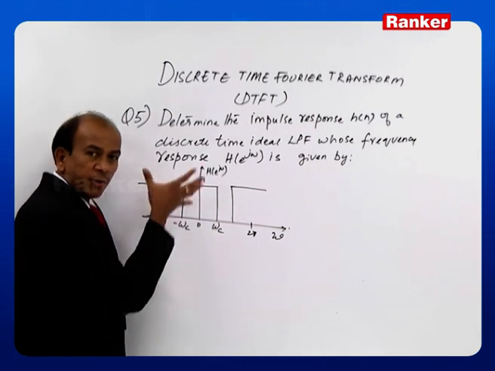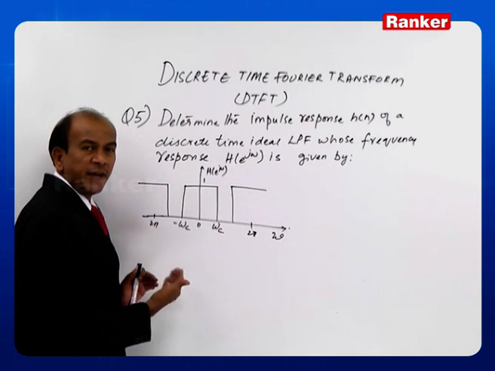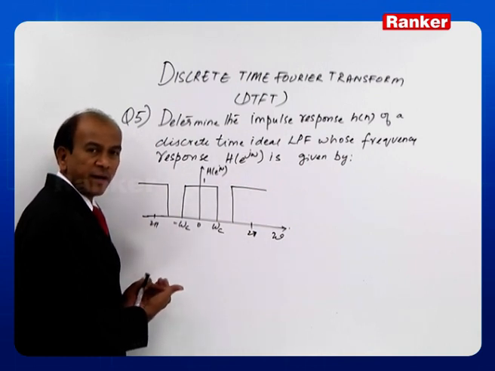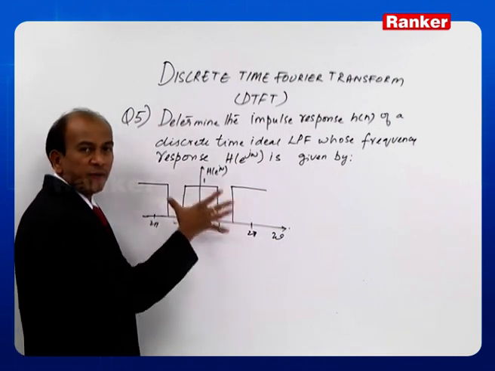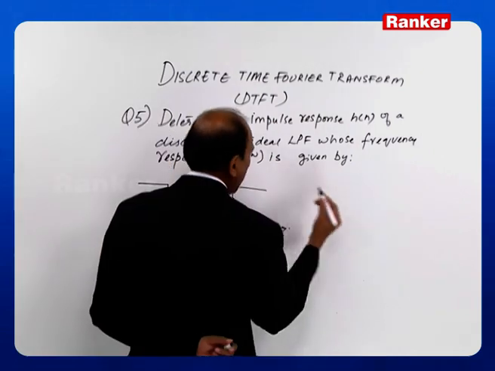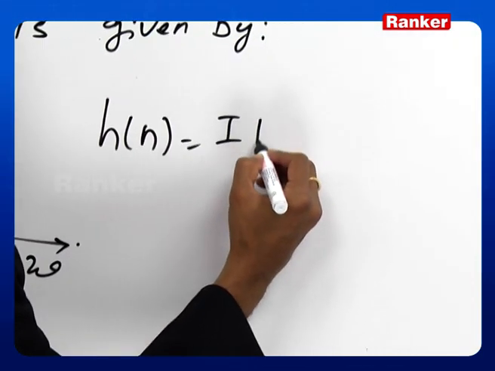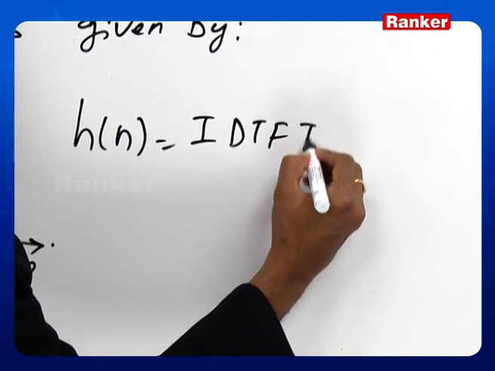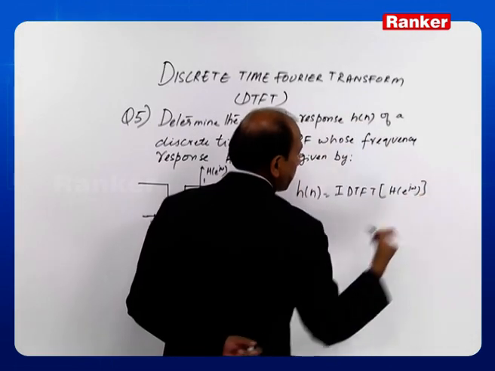Now, as we know, to solve this type of problem, we should calculate the inverse of the DTFT, that is, the inverse of the discrete time Fourier transform. So, we apply that formula here and find out what h of n is for such an ideal low pass filter. Let us do it here. I have to calculate h of n. h of n is the inverse discrete time Fourier transform of H of e to the power of j omega.